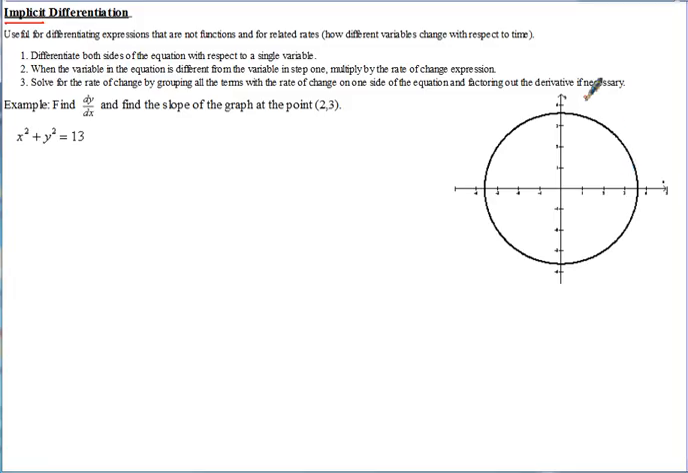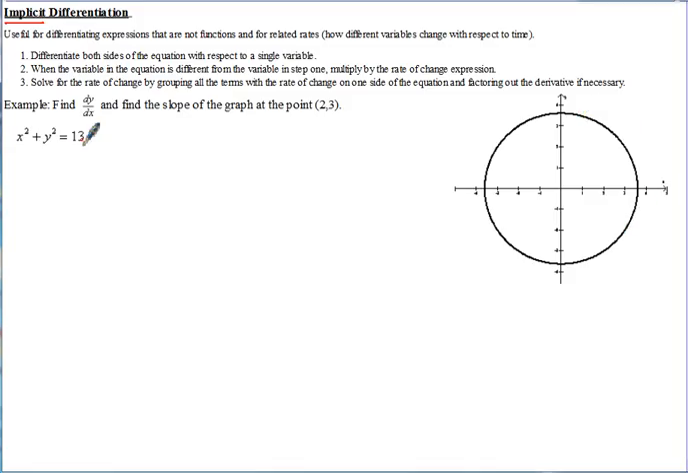And you can see it's not a function because it doesn't pass the vertical line test. When you draw a vertical line, it goes through the graph more than once in several places. But you can still find tangent lines and derivatives of this graph, even though it's not a function.